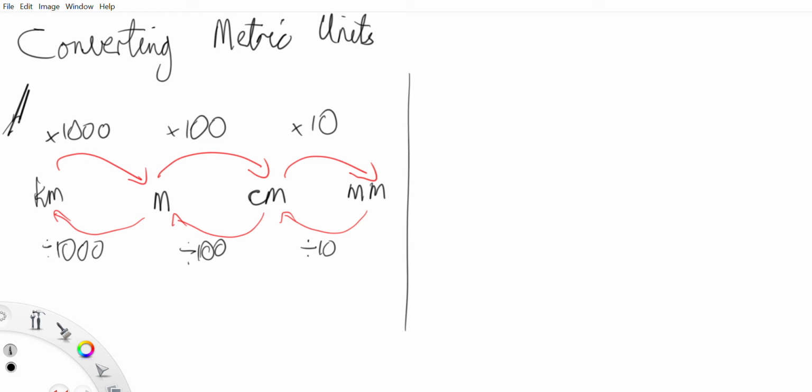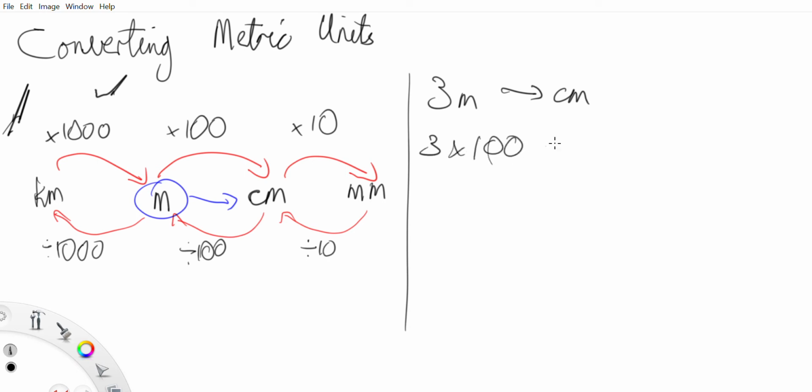So let's say we have 3 meters, and we need to convert that into centimeters. All right, to go from meters to centimeters, what do we got to do? Times by 100. So we need to show our working out. So we would go 3 times 100 equals 300 centimeters. So that's how we would do it.